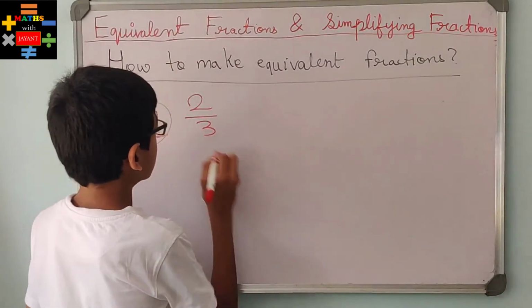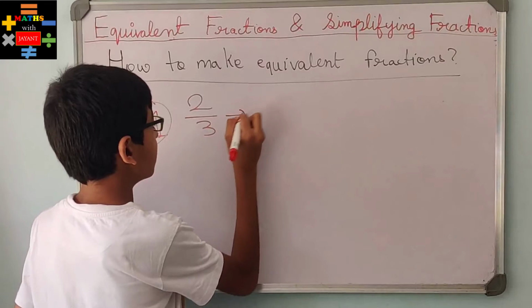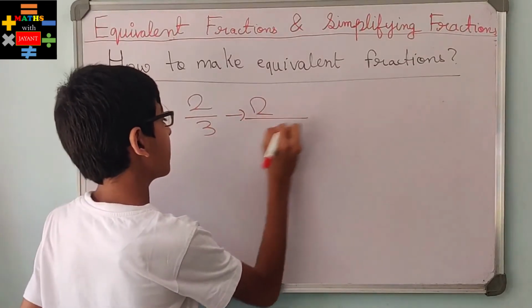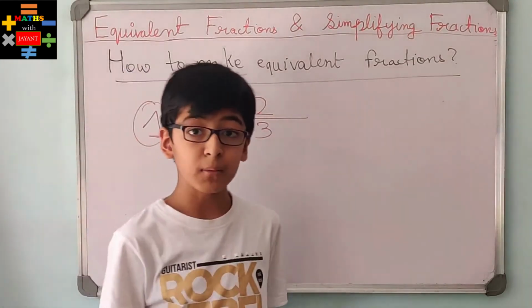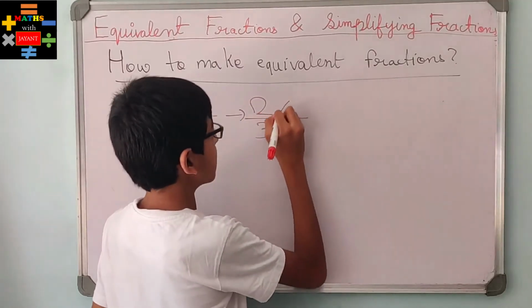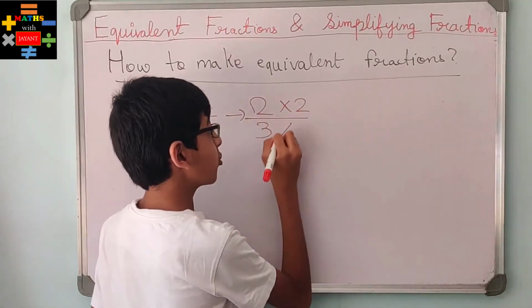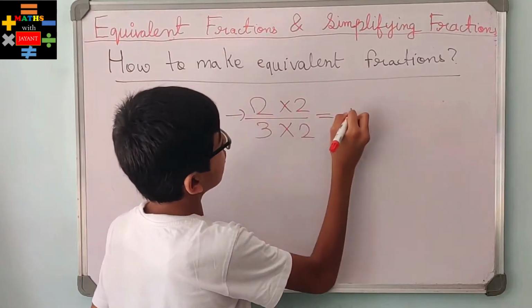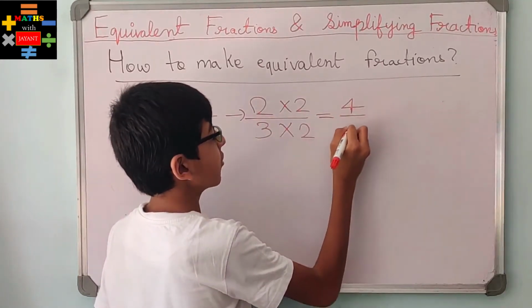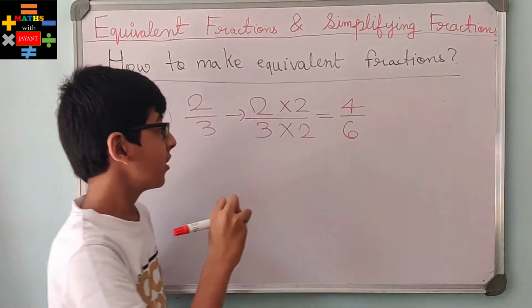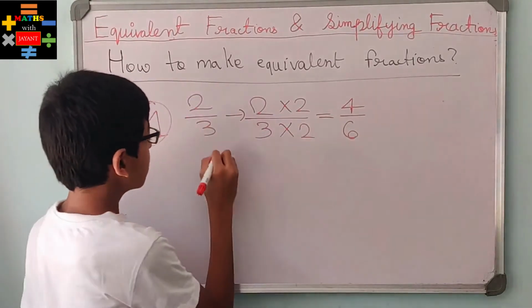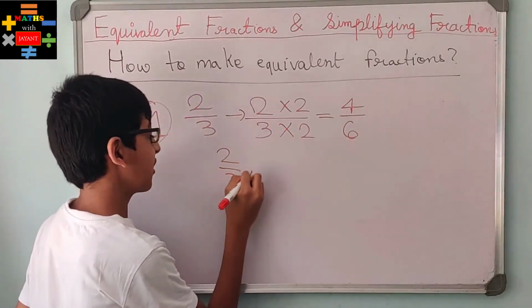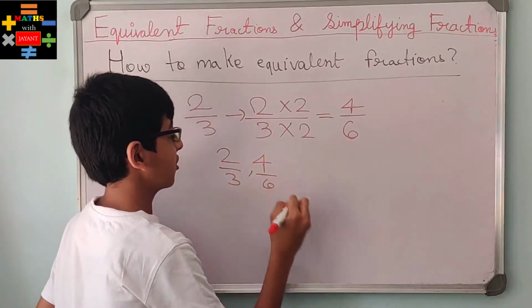So what you can do is that you can multiply the numerator and the denominator by the same number. Like I multiply 2 to the numerator, I also multiply 2 to the denominator. Like this, 2 into 2 gives me 4, 3 into 2 gives me 6. So 2 by 3 and 4 by 6 are equivalent fractions.